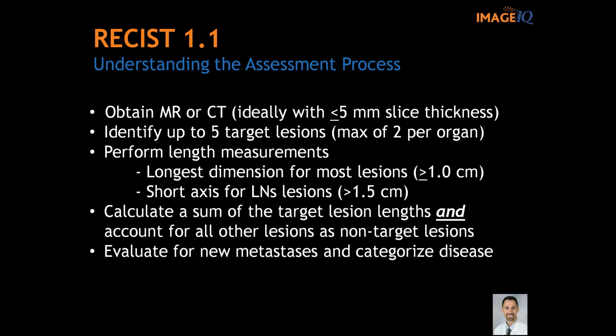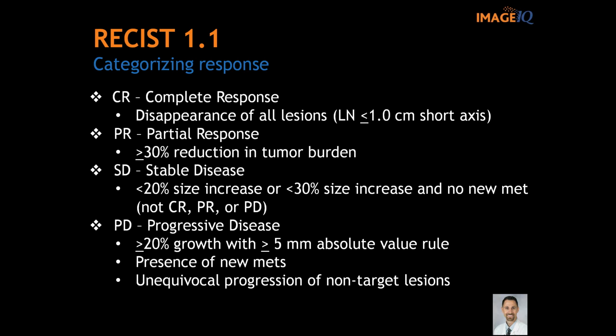Partial response would be a greater than or equal to 30% reduction in the tumor burden. And then stable disease is basically not progressive disease: less than 20% size increase or less than 30% size decrease, and no new metastases.